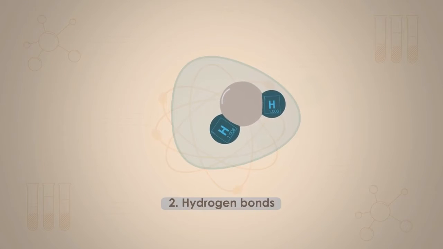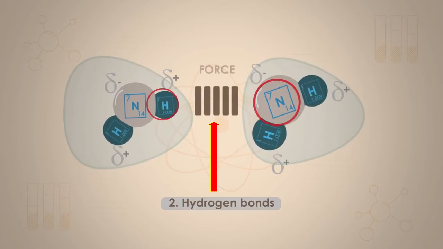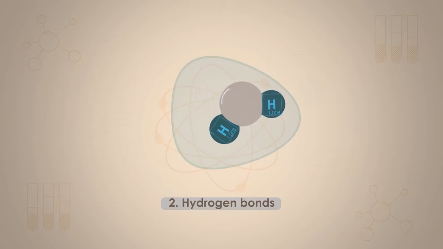Hydrogen bond is an attractive force between hydrogen that is covalently bonded with nitrogen, oxygen, or fluorine of one molecule with nitrogen, oxygen, or fluorine in another molecule. Hydrogen bond exists between molecules that have hydrogen atoms bonded to either nitrogen, oxygen, or fluorine atoms.